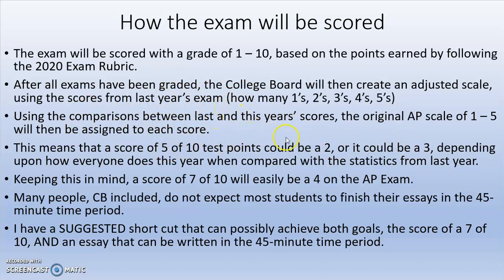Looking at that, a 5 being a 2, possibly a 3, keep that in mind, then a score of 7 will easily be a 4. The reason I say that, and you'll understand shortly, is the complexity point. Less than 2% of the students whose DBQs are read each year earn that complexity point. So 98% or more are going to score less than a 10 here. So keep in mind, a 7 is going to be a 4. A 4 is a good grade to earn on your AP exam.